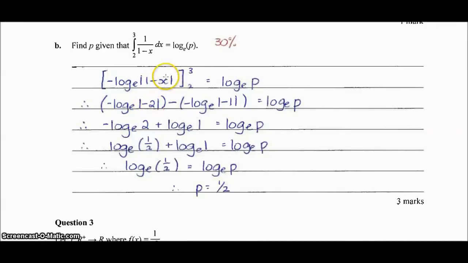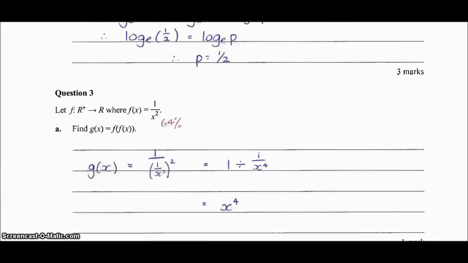If you sub in 3, you get 1 minus 3, which is negative 2. You sub in 2, you get 1 minus 2, which is negative 1. So this is where those modulus signs will come into play, because the negative 2 would just become positive 2, and same with the negative 1. Log of 1 is just 0. Negative log of 2 is the same as log of a half. So the log of 1 just disappears. We end up with log of a half is equal to log of p, so p must be 1/2. Only 30% got 3 marks there.